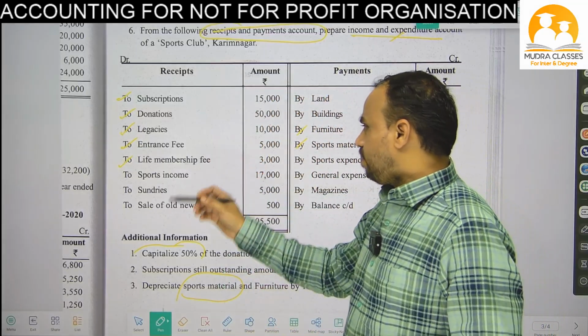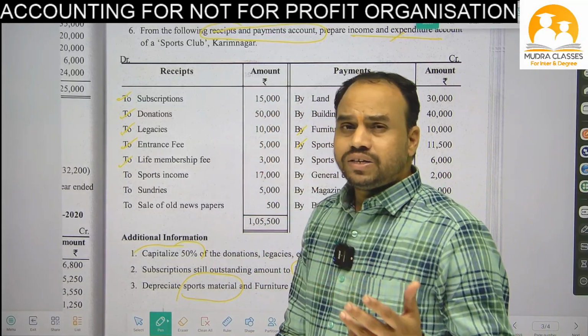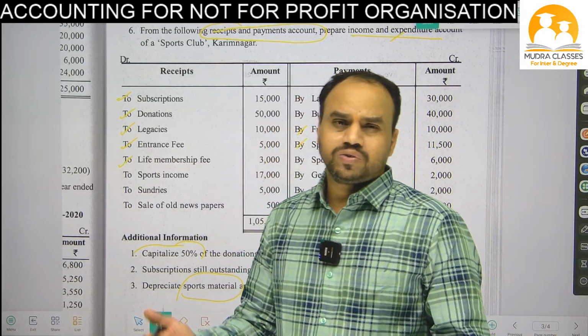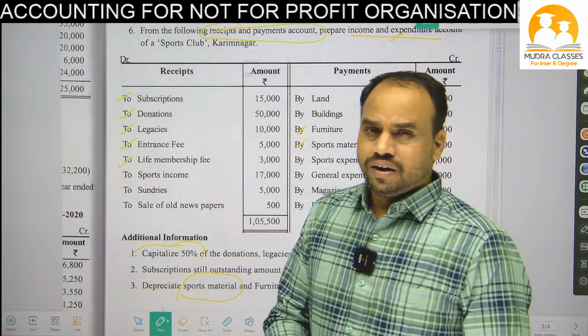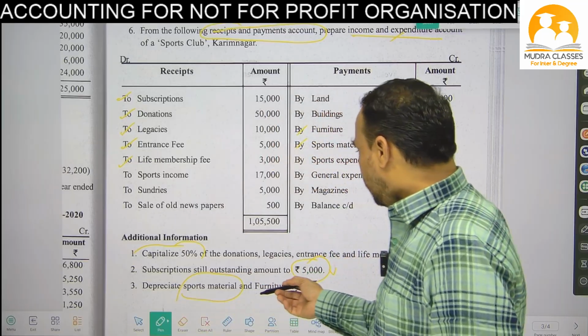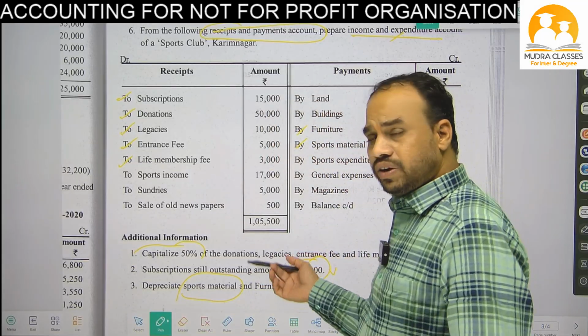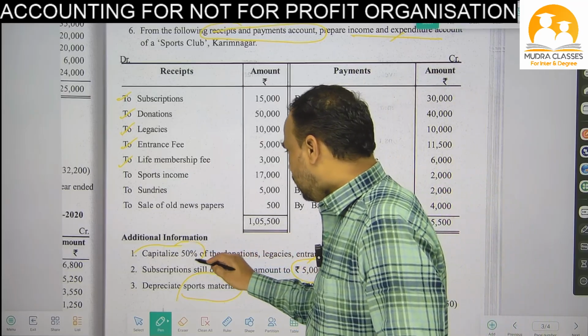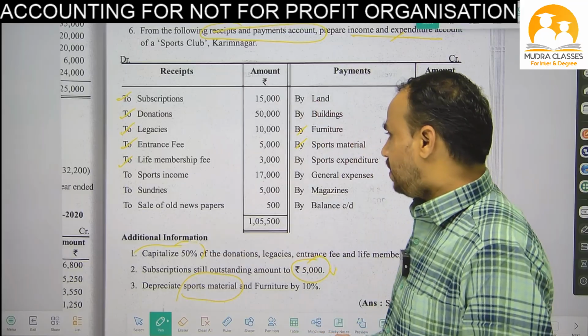Next one, entrance fee. So entrance fee, sometimes we will write in the income and expenditure account, sometimes we will not write. That one also we discussed in the basic accounting terms. So here, no adjustment is given for entrance fee, so we can write it clearly in the income and expenditure account. But here what is said, only 50% we have to write.